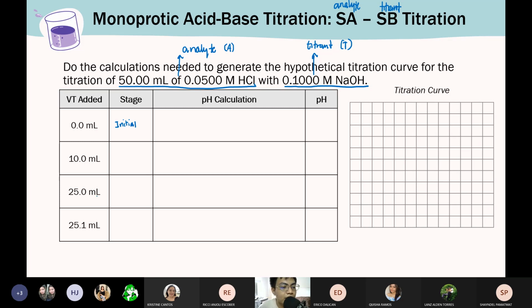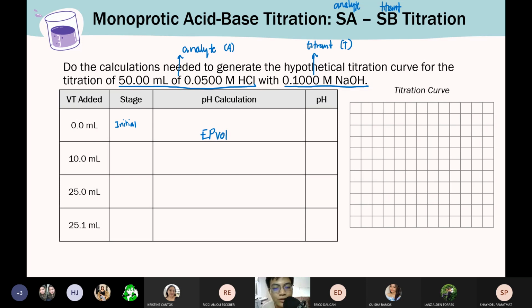How about this 10, 25, 25.1? What are they? What stage could they be? So, the first thing you will do is to get the equivalence volume or equivalence point volume. Okay. Last year when I taught this, I told my students to call it EP-vol, equivalence point volume. So, how do you get that? Just do some stoichiometry.